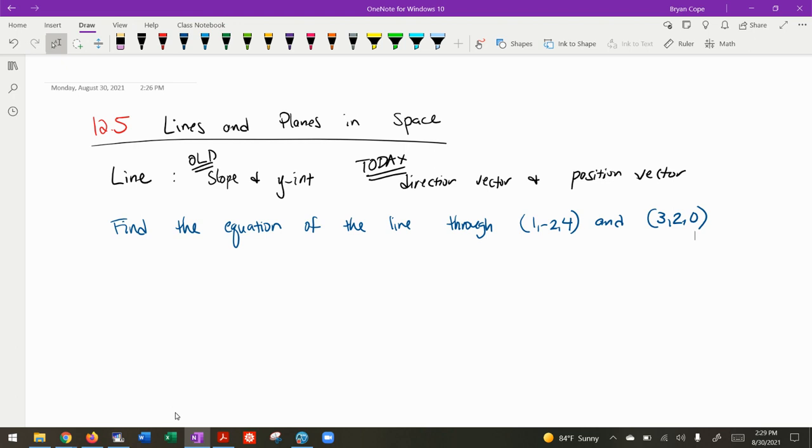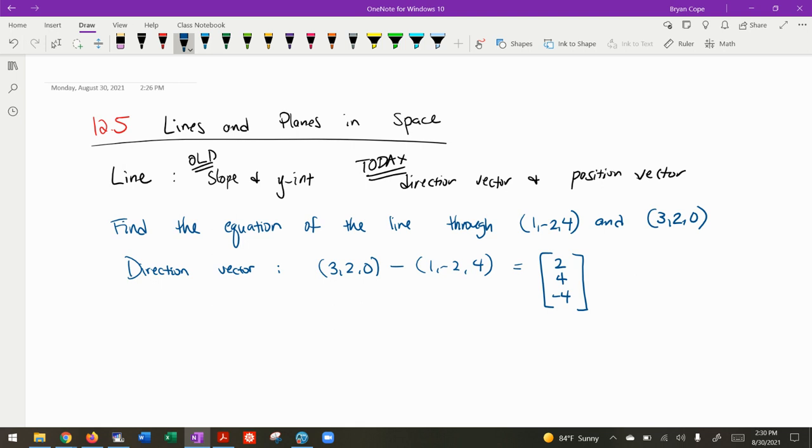Okay, so here's what we're going to do. How do we get the direction vector? Well, it's a line. So the direction vector is the same between any 2 points. So if I've got 2 points here, I'm just going to take basically the final point. So we'll take 3, 2, 0 and subtract 1, negative 2, 4. So that gets us the vector 3 minus 1 or 2, 2 minus negative 2 or 4, and 0 minus 4, negative 4. So that's a direction vector for our line.